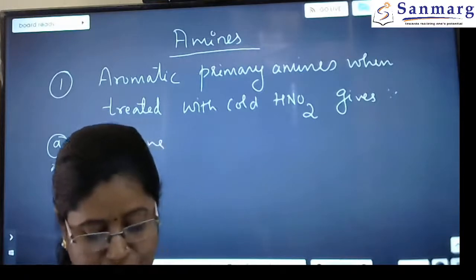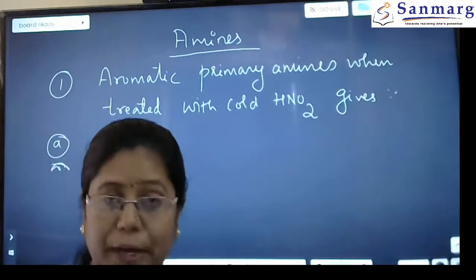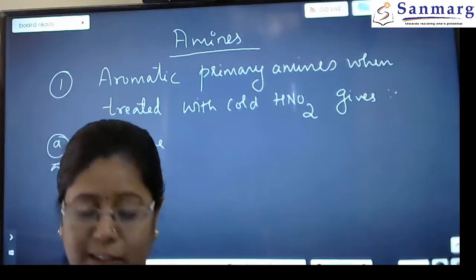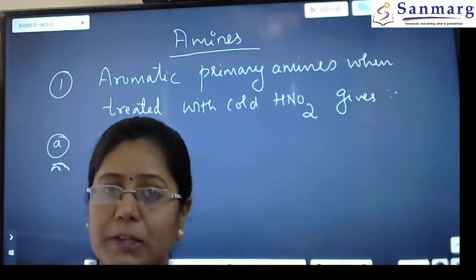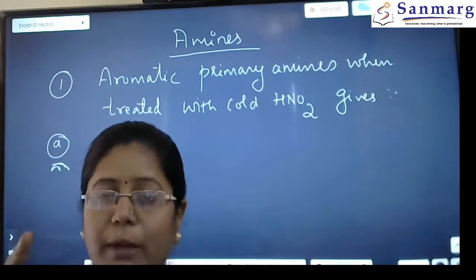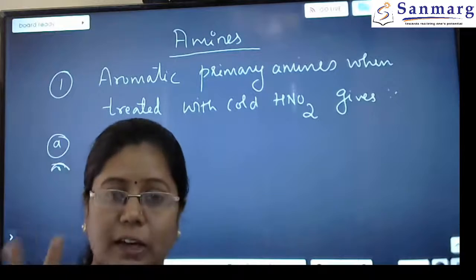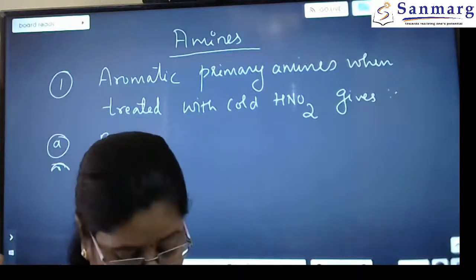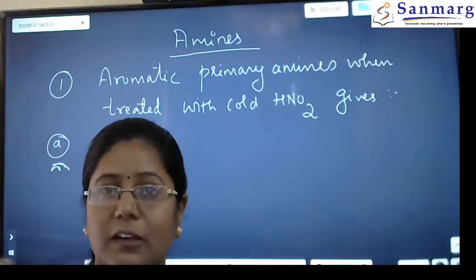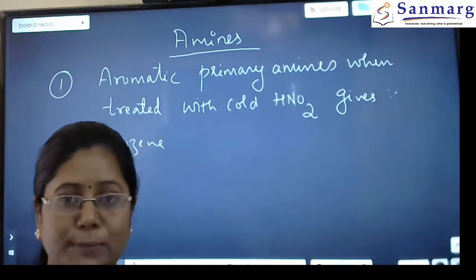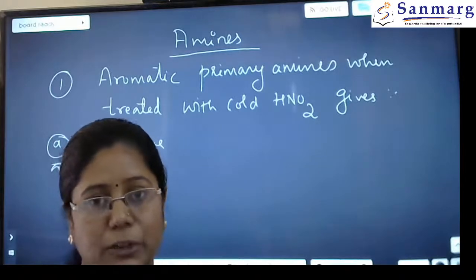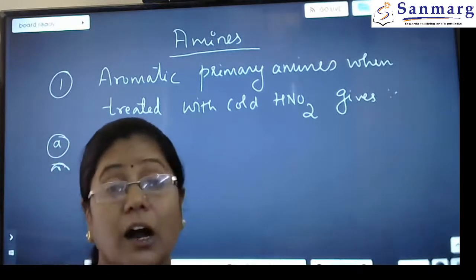So the question is which of the following compounds is formed when benzamide is warmed with bromine and alkali. Options are bromobenzene, meaning a benzene group containing bromine, Br. Second option is benzene, C6H5. Third option is aniline, C6H5NH2. Fourth one is benzene diazonium chloride. So what do you get? Benzamide is converted into aniline. So the right option here is the third one, that is aniline.